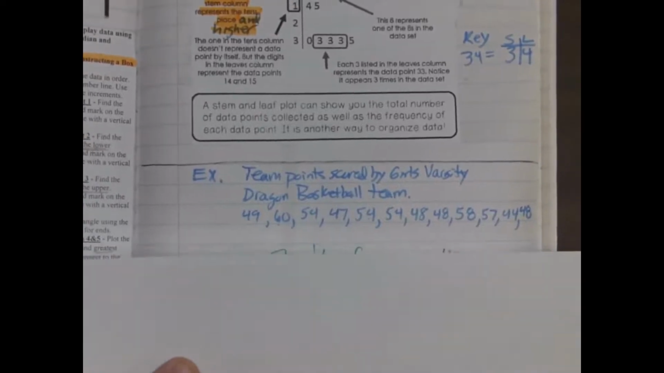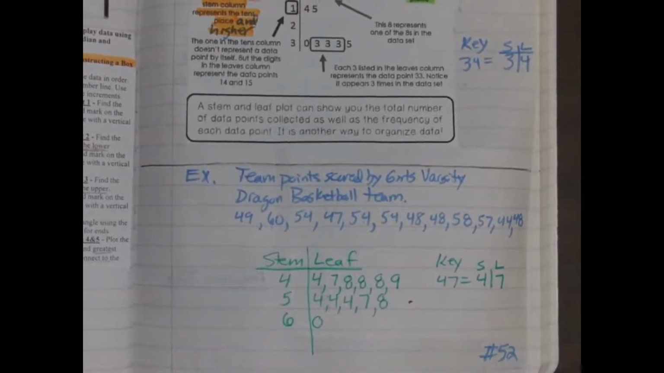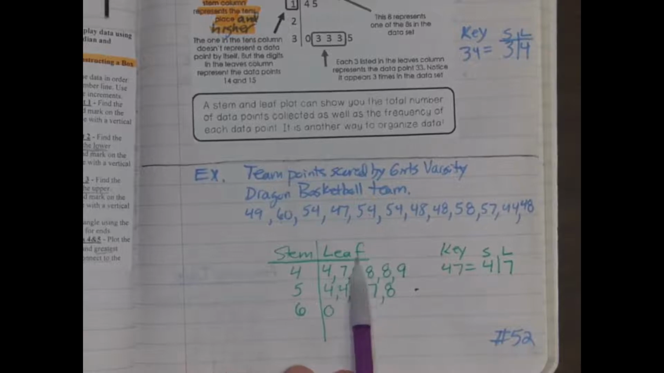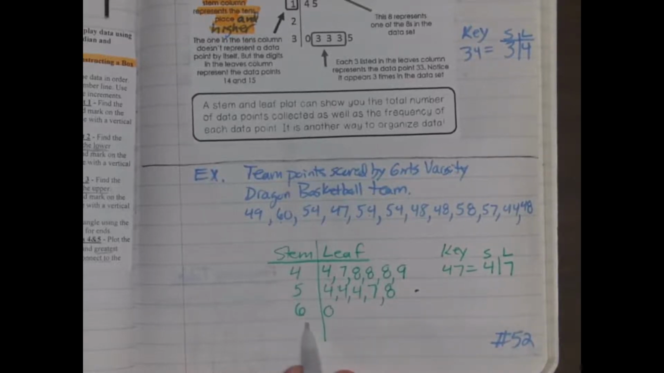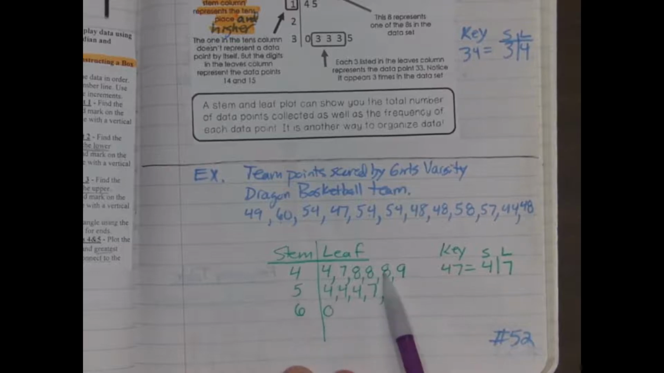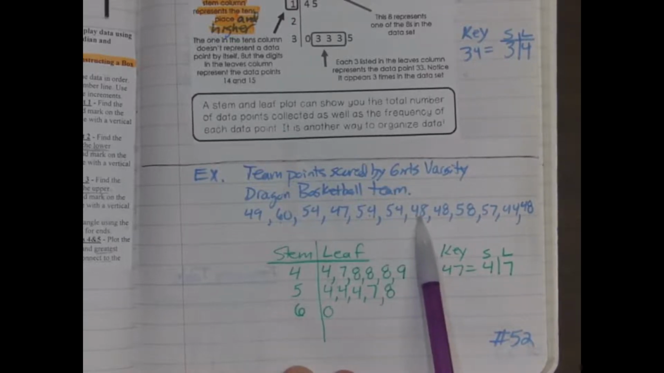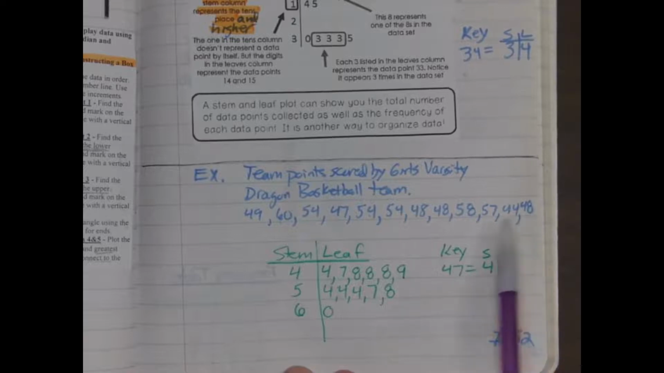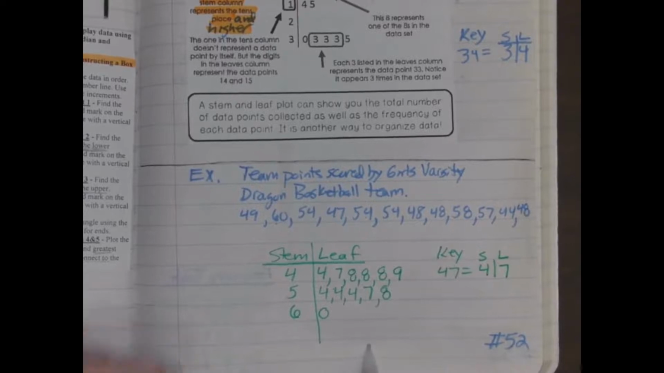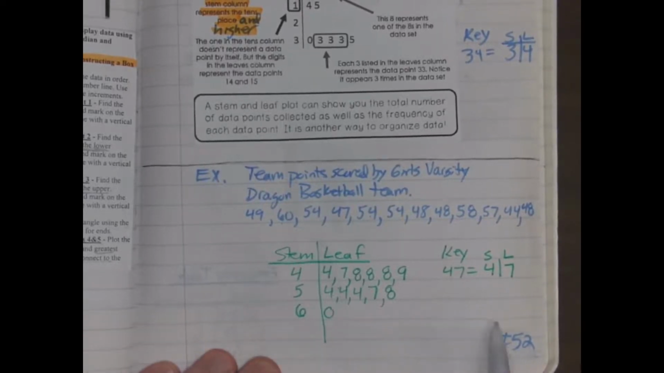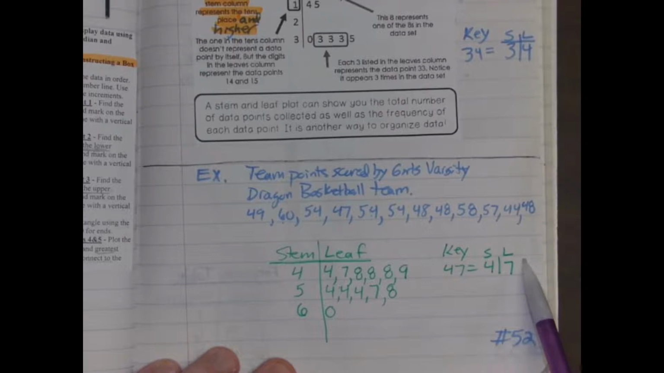All right, welcome back. So right here is my stem and leaf. I have 40s, 50s, and 60s. And so I have a game that the team scored 44 points, and then 47, 48, 48, 48. That represents 1, 2, and 3 48s. We have 49, and then 54, 54, 54, then a 57, and then a 58. And then finally, their high score in district this year was 60. So this is how we would make a stem and leaf. And don't forget, you got to have your key.